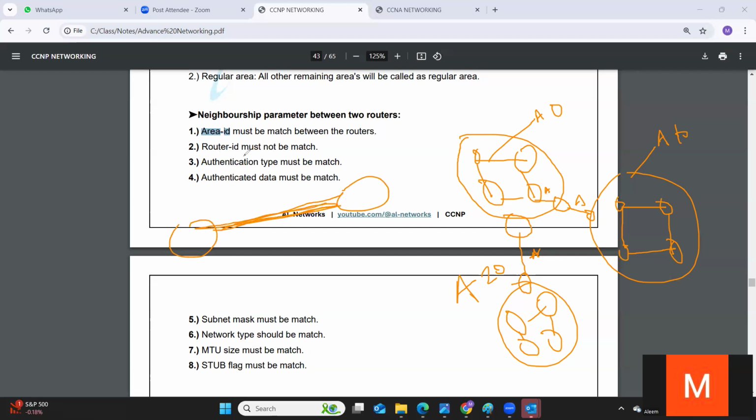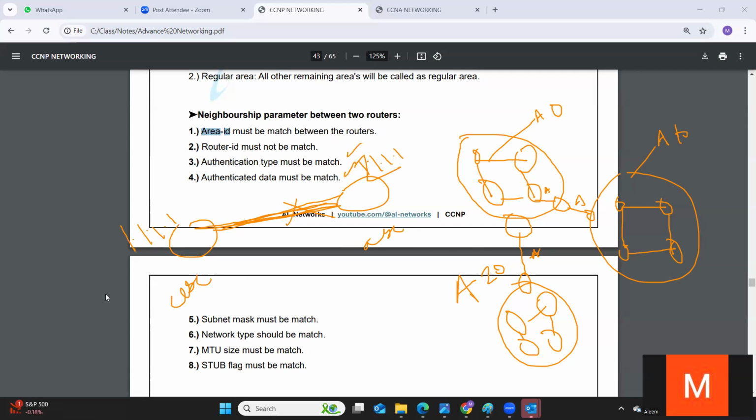And the router ID must not match. If you are using router ID 1.1.1.1 here, you cannot use 1.1.1.1 here also. Even if the area is the same, the neighborship will not form. You have to use a different router ID. Next, the authentication type must match. If you are using the password ABC here, ABC should match here. The authentication data must be matched, so data and type should match.